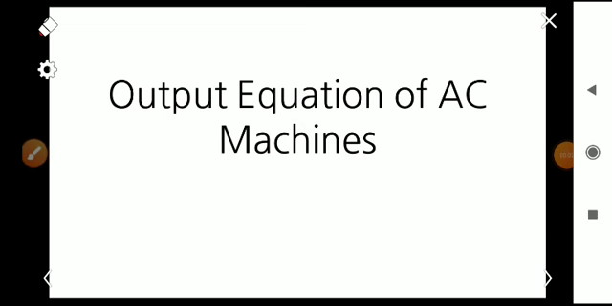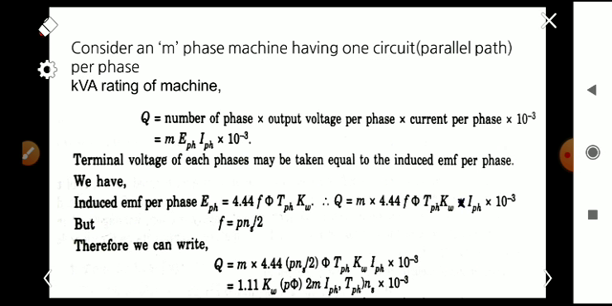Hi all, welcome to another lecture in the series on electrical machine design. Today we are going to discuss the output equation of AC machines. The output equation of AC machines means we have to derive the output equation that is suitable for induction machines and also for synchronous machines.